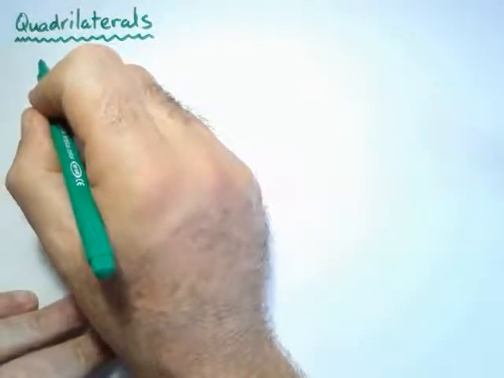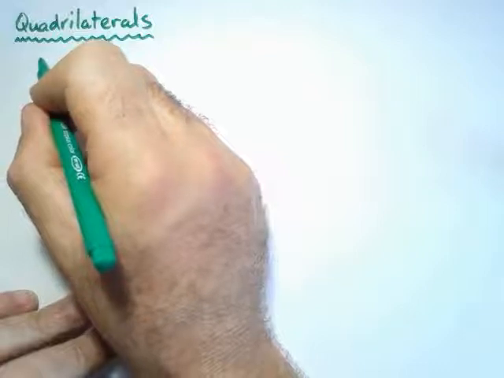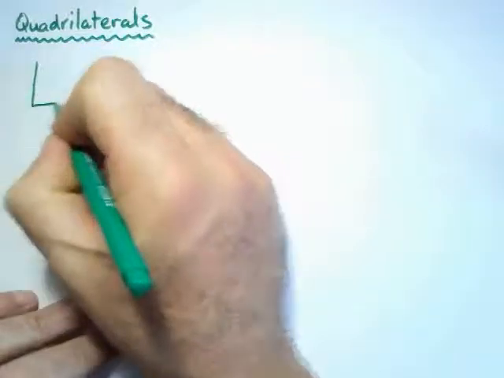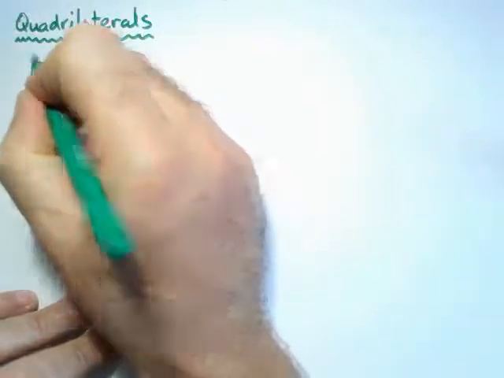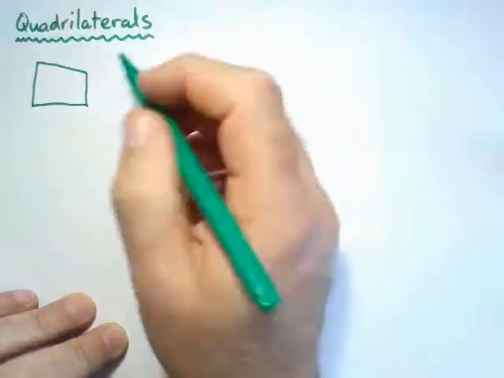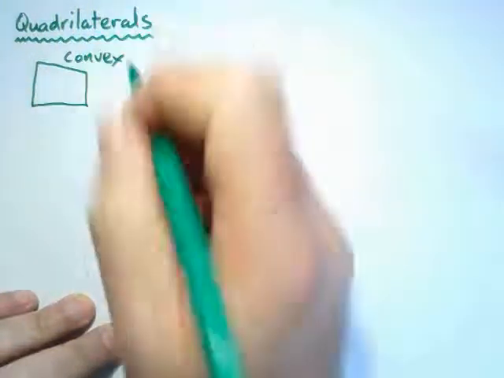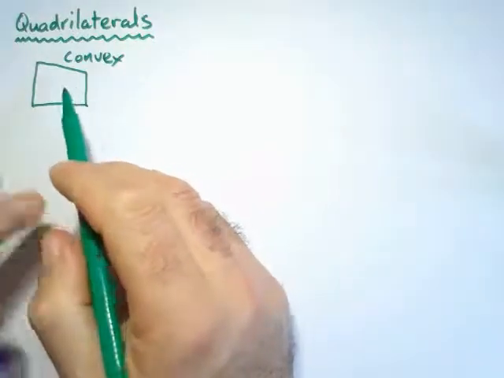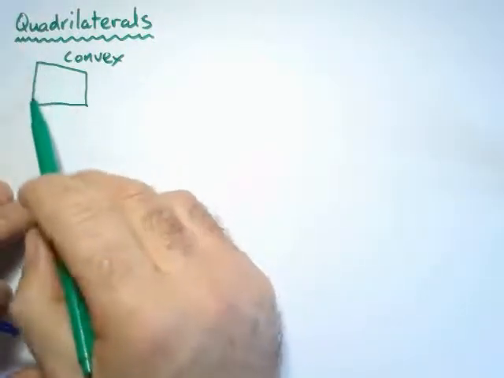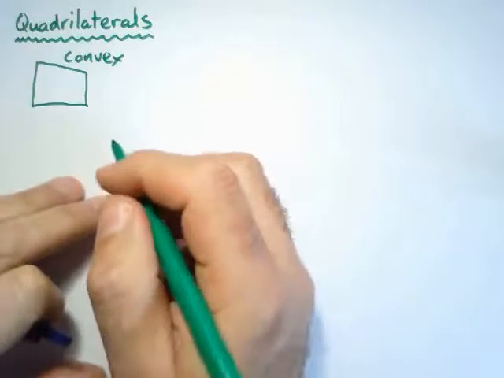The first ones that we're quickly looking at are irregular, which means that they don't have anything, it's not a specific shape, it can be any size. The first one is convex, which means all sides are pointing outwards, or all the angles are less than 180.